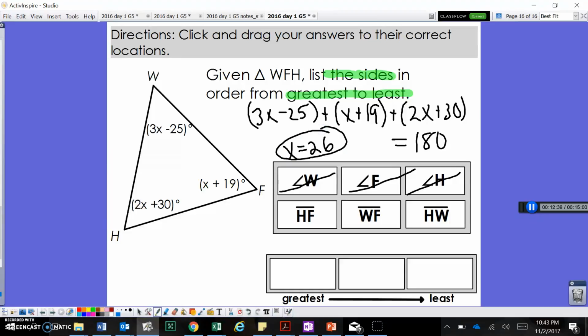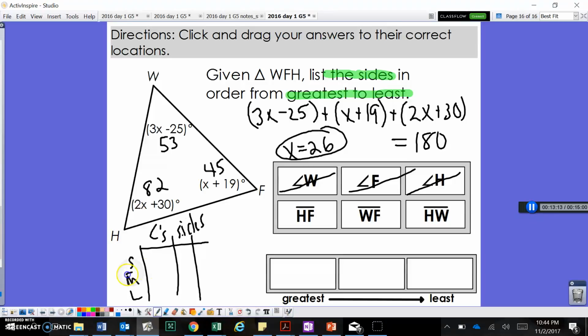We need to take that 26 and plug it into each equation. So angle F, when we plug 26 in, you should get 53 degrees. When you plug it into angle W, you should get 45. And angle H, you should get 82. So now we can find our sides. We need to make our table: small, medium, large, with our angles and our sides.